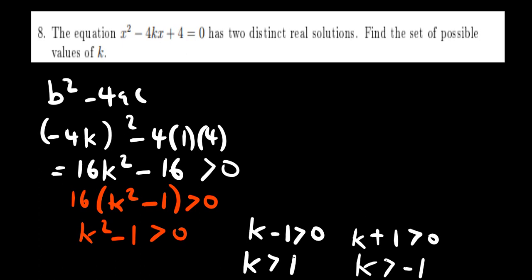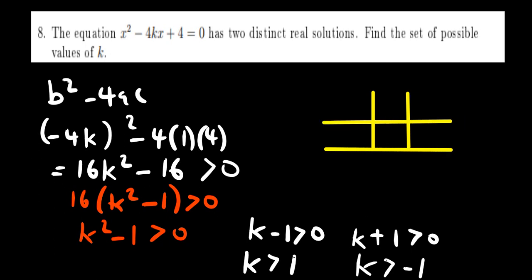Okay, so let's draw. We've got two values of k, right? Since we only have two, let's say this is our number line. This is for the first expression, the second expression, and then we have our product there.